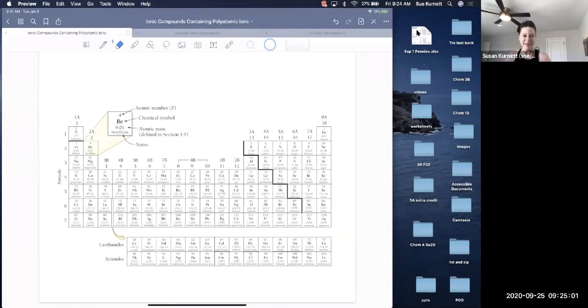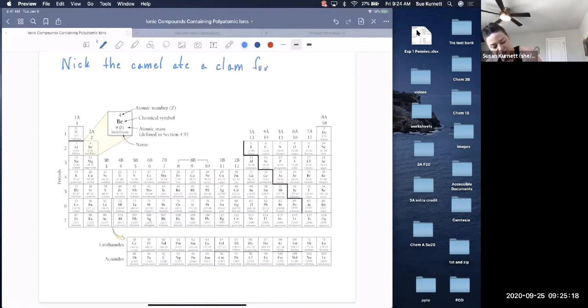And I'm going to give you a mnemonic to remember those that may or may not help, but here we go. Nick, the camel, ate a clam for supper in Phoenix. So there are 5 nouns in this sentence: Nick, camel, clam, supper, and Phoenix.